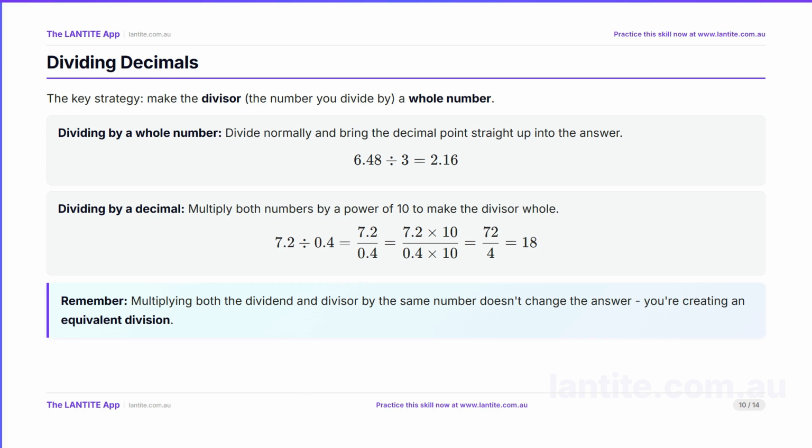of 10 makes the divisor whole. For example, 7.2 divided by 0.4, multiply both by 10 to get 72 divided by 4, which is 18. This works because multiplying both parts of a division by the same number creates an equivalent division.